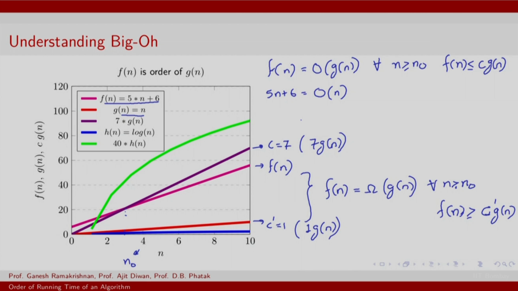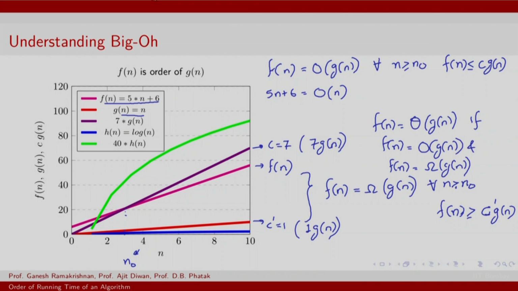And the fact that f(n) is O(g(n)) and omega g(n), sandwiched between two versions of g(n), prompts another definition called theta. So f(n) is theta of g(n) if f(n) is O(g(n)) and f(n) is also omega g(n).